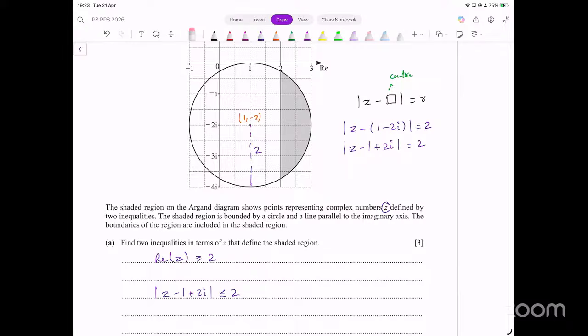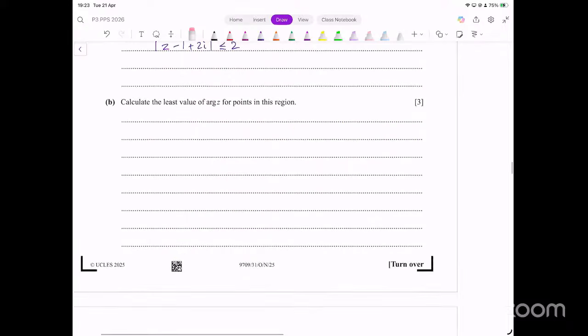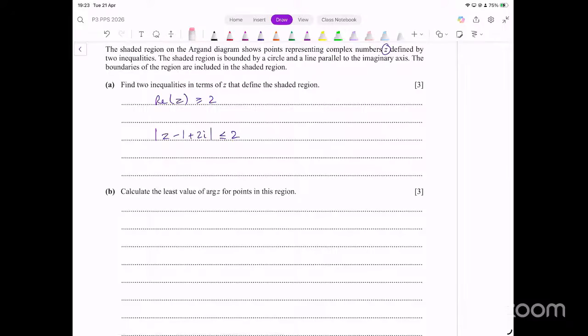Let's look at the next part now. In the next part, they say calculate the least value of argument of z for points in this region.